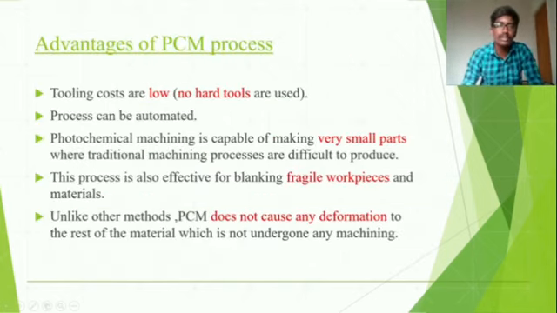Coming to the advantages of the photochemical machining process, here no physical tool is used, so its tooling cost is low and the process can be automated. Photochemical machining is capable of making very small parts, burr-free shapes, and shallow cavities where conventional machining processes find it difficult to produce. This process is also effective for blanking fragile workpieces and materials.